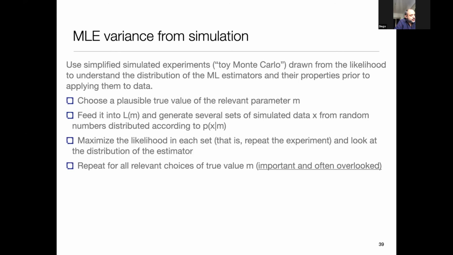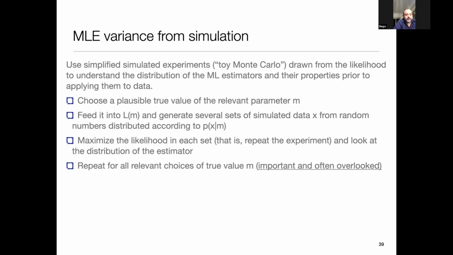So what you do here, you choose a plausible true value of the relevant parameter, you feed it into your likelihood, and you use this likelihood to draw randomly several sets of simulated data X, which are distributed according to the model. So you have 1,000 copies of your experiment, and in each you maximize the likelihood, and you have a distribution of your results, a distribution of your maximum likelihood estimators.